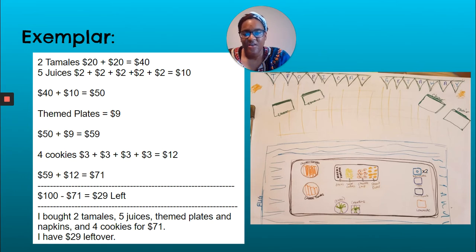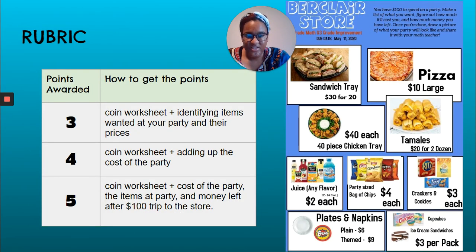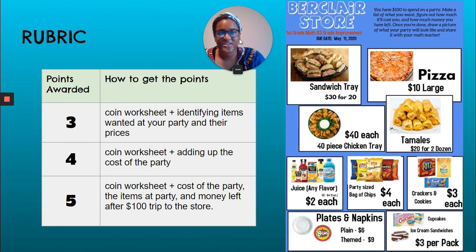So we are excited to see the work that you are doing for this. And so the last thing you need to know is how you're going to get your points. So there's different ways to get your different points. To get 3 points, you will turn in the coin worksheet. Don't forget about that coin worksheet. And you would identify the items you want at your party and their prices. So you have to make sure your parents look over this. You are going to write down every item that you want and how much it's going to cost you. After you've written down all your items and what it cost you, you would have 3 points.